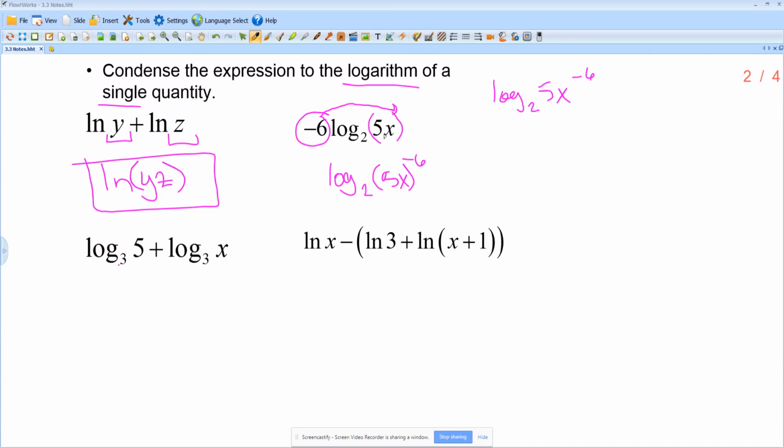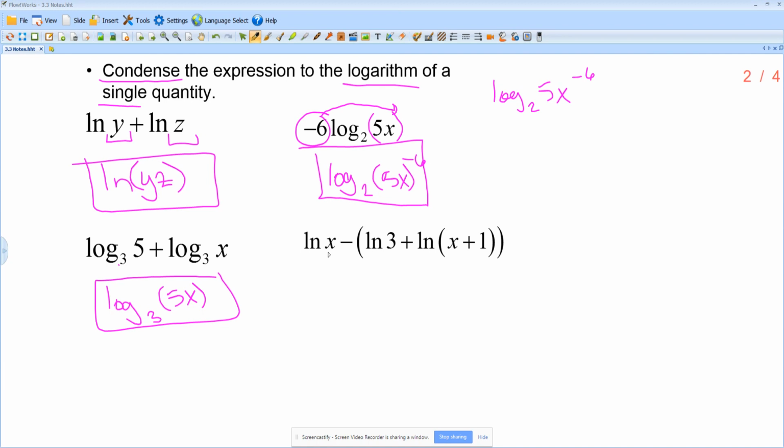Now you might be looking at this and saying, well, this is multiplication, and I can split that as addition. And if you're thinking that, you are right, you could, but the instructions are to condense, and that would be making it longer, so it would be expanding it. This would just be our final answer here. Next, log base 3 of 5 plus log base 3 of x. I have addition between logarithms. So addition between logarithms allows me to write it as multiplication, log base 3 of 5x.